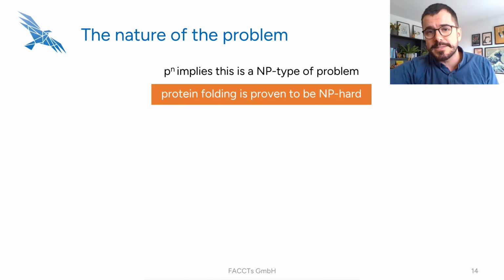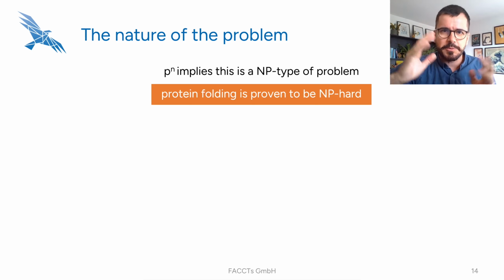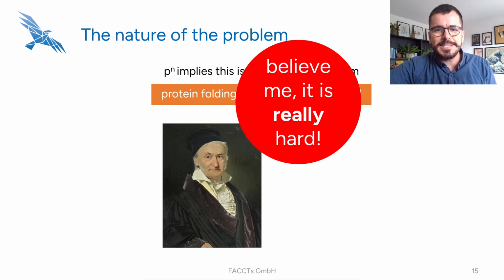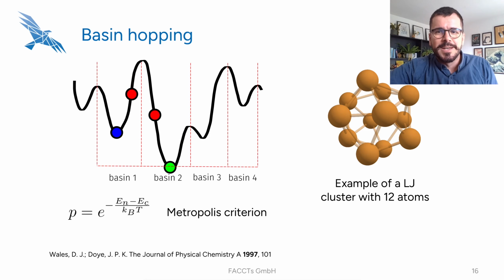This implies that this is an NP type of problem, like an exponential scaling problem. Protein folding is proven to be NP hard, and I think it's easy to extrapolate that molecules also are. And that's a mathematician's way of saying, believe me, it is really hard. It's a complicated problem, and it's very hard to tackle.